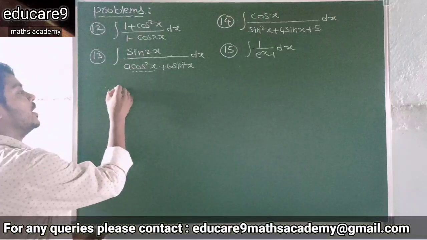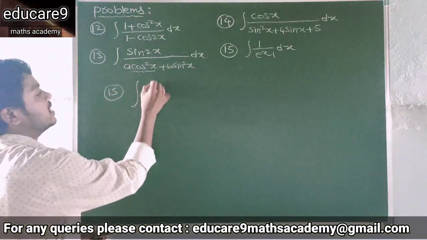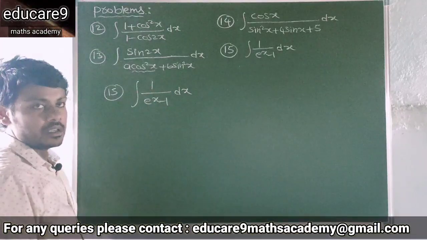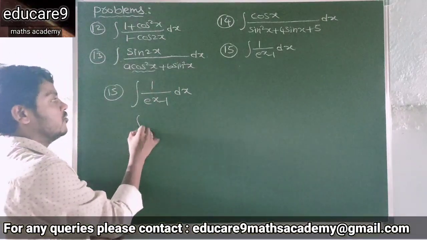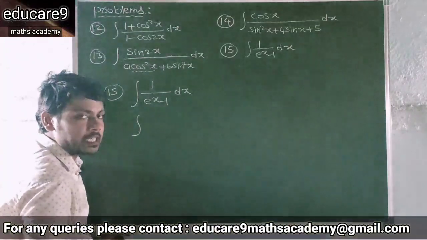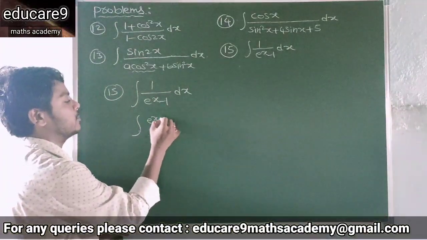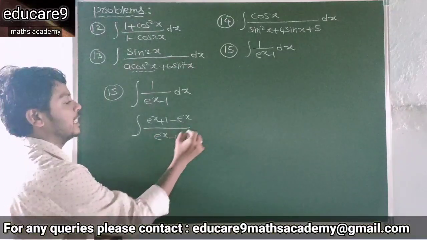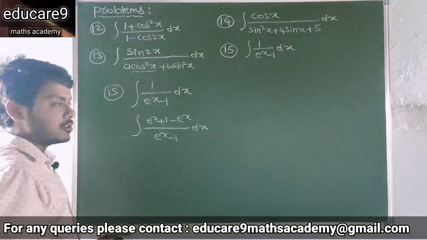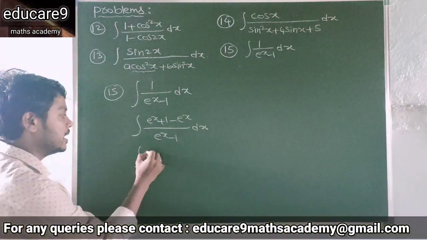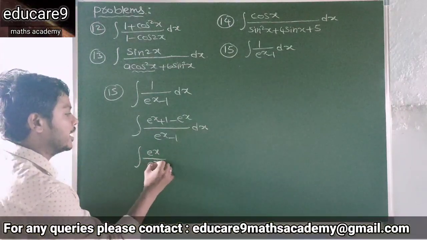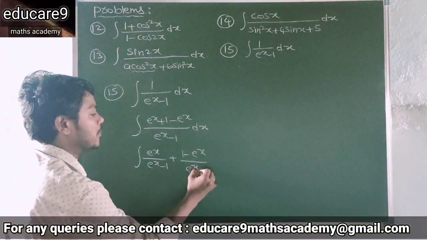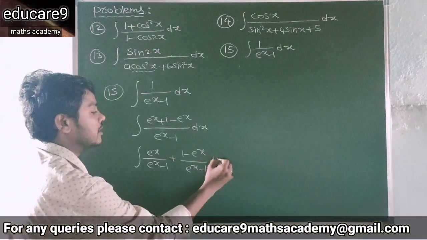So see the 15th one. Integration of 1 by e power x minus 1 dx. So see here, for the numerator add and subtract e power x. It is e power x plus 1 minus e power x, divided by e power x minus 1 dx. Now separate the terms. What you get? e power x by e power x minus 1 plus 1 minus e power x by e power x minus 1 dx.